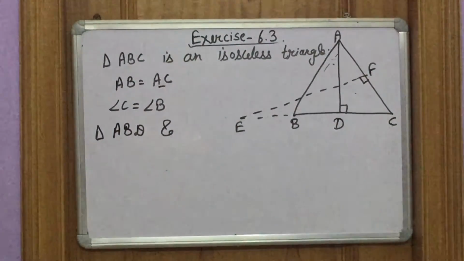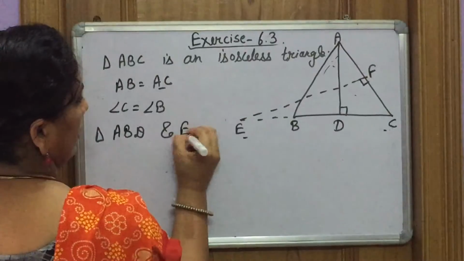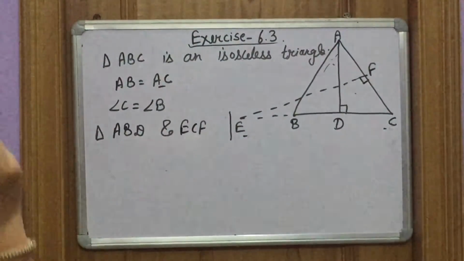In this question we have to show triangle ABD and triangle ECF. We have to show these two triangles are similar.